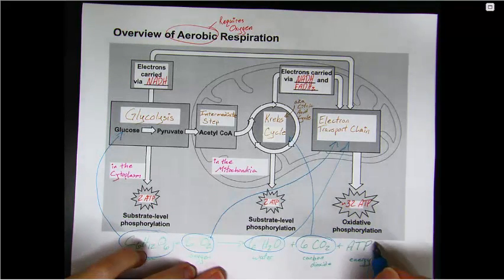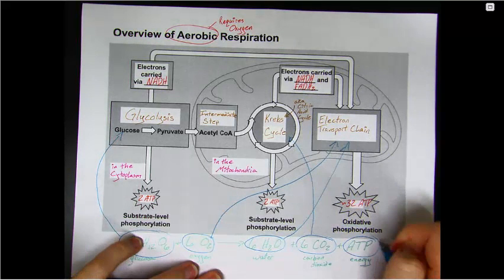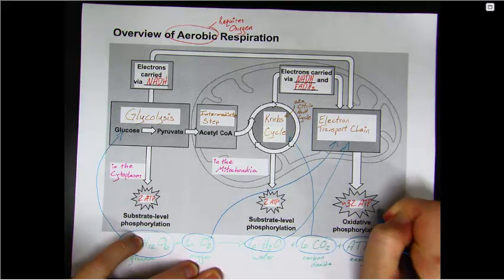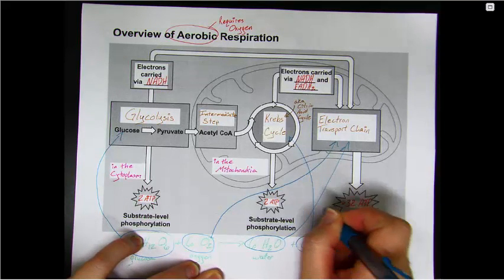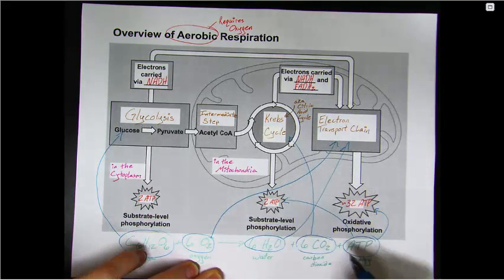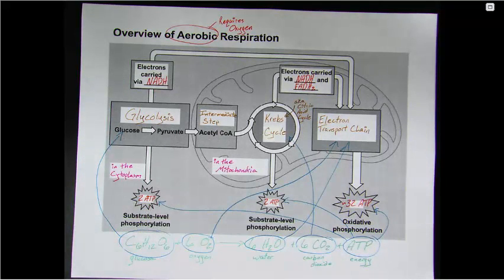Now, ATP is made a little bit in each step. We get the bulk of our ATP from the electron transport chain. We also get a little bit from the Krebs cycle and a little bit from glycolysis.